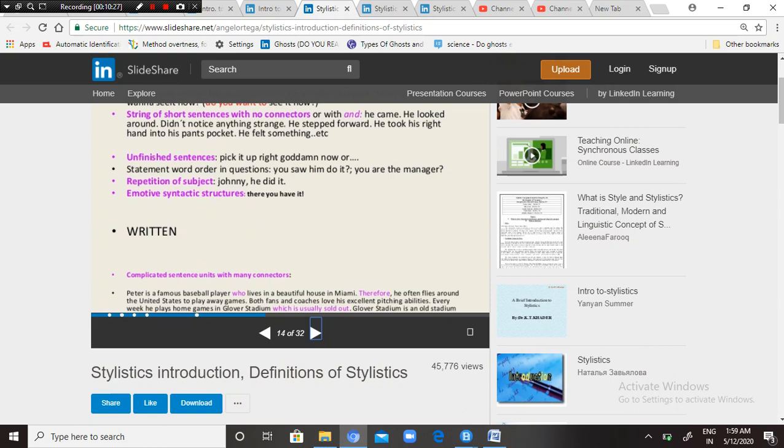Written language has complicated sentence units with many clauses. Peter is a famous baseball player who lives in a beautiful house in Miami. Therefore, he often flies around the United States to play away games. Both fans and coaches love his excellent pitching abilities. Every week, he plays home games in a large stadium, which is usually sold out.